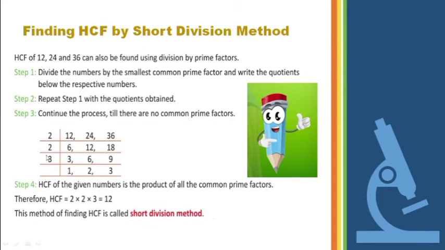Again check that 6, 12 and 18, again they are divisible by the same common prime factor 2. If it is applicable, apply the same table, and if not, then go to the next number. So here it is having a possibility to divide with the 2. So in the table of 2, 6 comes 3 times. In the table of 2, 12 comes 6 times. In the table of 2, 18 comes 9 times.